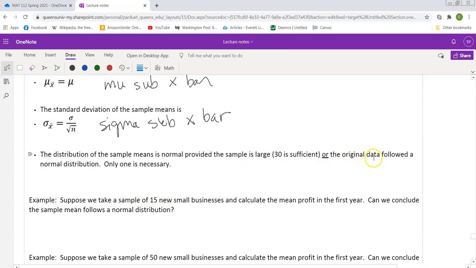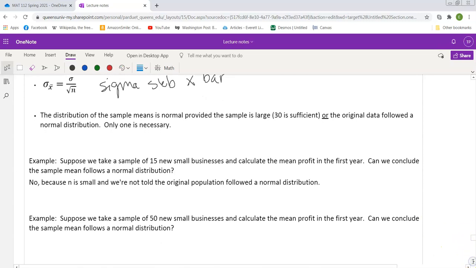So now let's look and see if the original data followed a normal distribution. Well, we're not told that either. So the answer is no, because neither one of our conditions is met, because n, the sample size, is small, and we're not told the original population followed a normal distribution. Okay, so that's that one.